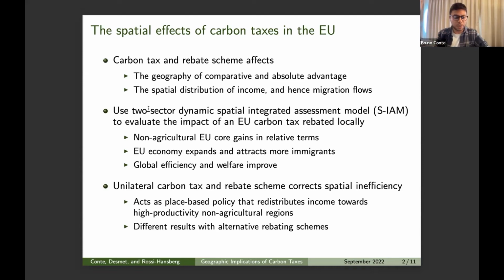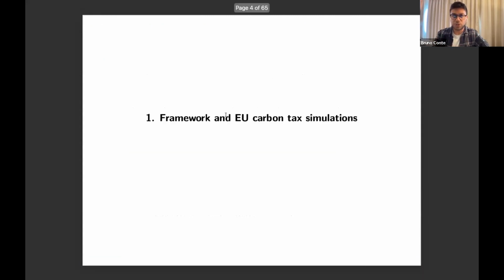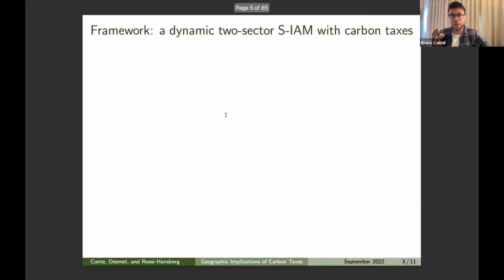That's what we do. But how we do that: we're going to develop a two-sector dynamic spatial integrated assessment model to then perform these simulations and this exercise with the European Union. So, how this framework that we develop works, for the interest of time, I'm going to be brief. I'm not going over the formal or mathematical parts of the model, but I'm just going to explain all of the pieces of this perhaps ugly long name of the model: dynamic two-sector spatial integrated assessment model.